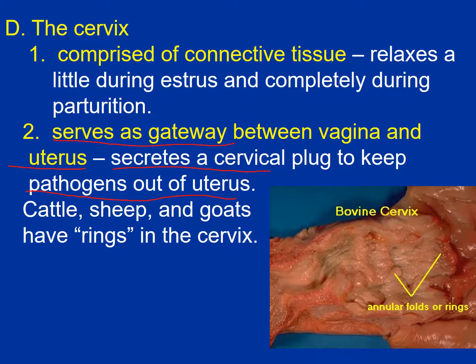In our ruminant animals, there are what we call rings in the cervix. So here we have a cervix that's cut open along its length, and you'll kind of see where these rings are in here, and they can make insemination just a little bit difficult because you need to thread the pipette through those rings. Whereas in other species, generally once you hit the cervix, it's just a nice straight shot through.